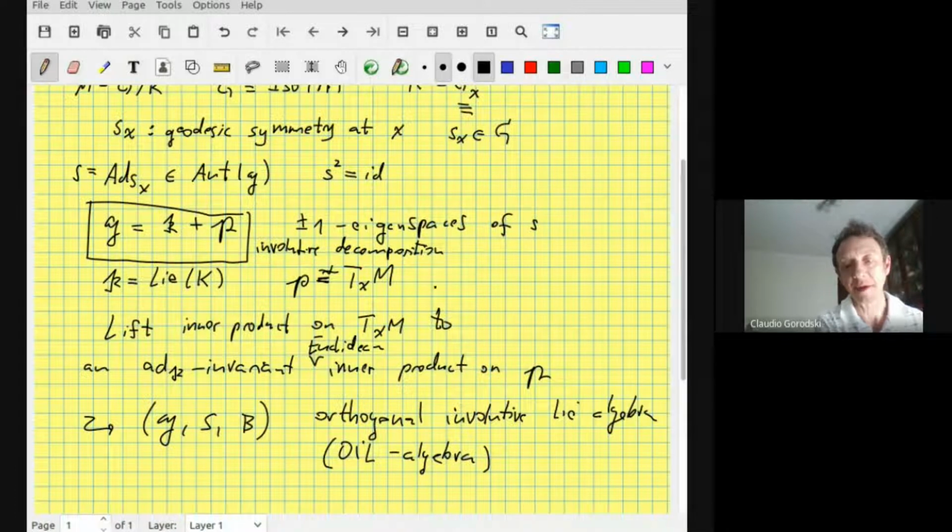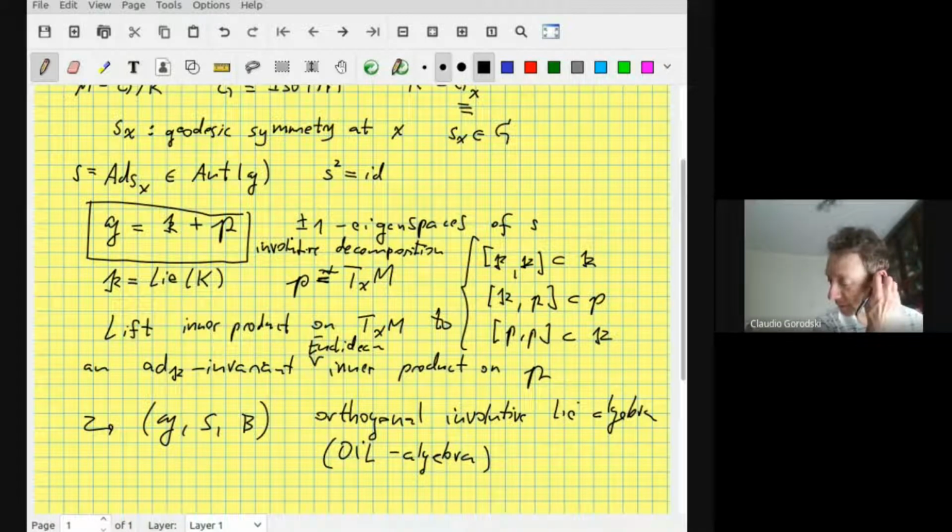of G. So it means that, well, K is a subalgebra, K bracket K lies in K. We have the action of K on P. And most important is this property that P bracket P is contained in K. So this comes out of the rule of signs, right, for the eigenvalues of S.